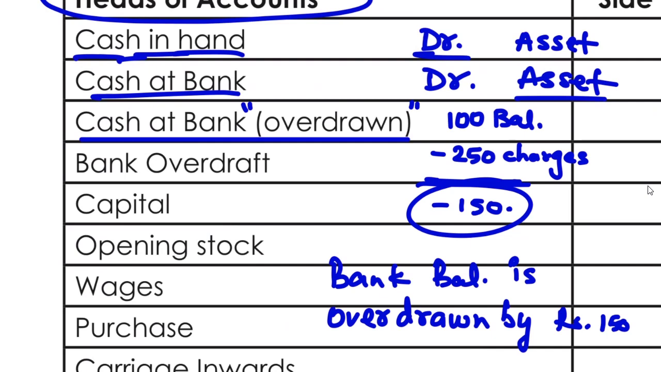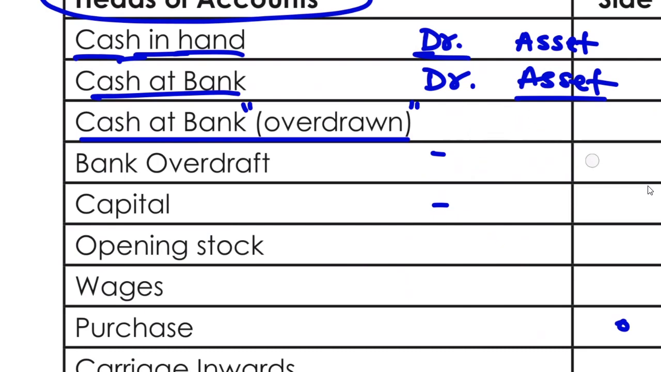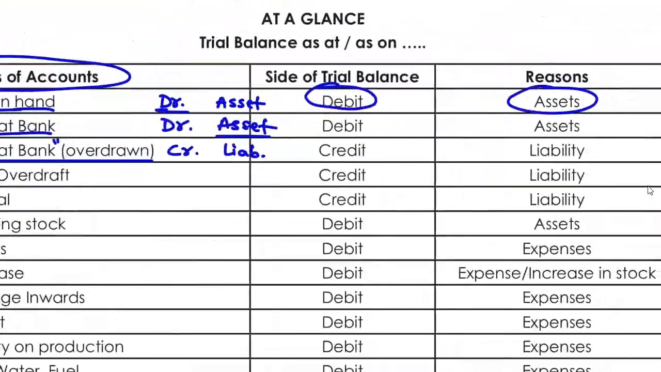So that is why it is a liability. I need to pay this 150 rupees to the bank. So this is a liability, and liability is on the credit side. That is the reason behind it. Okay, you can check it here.